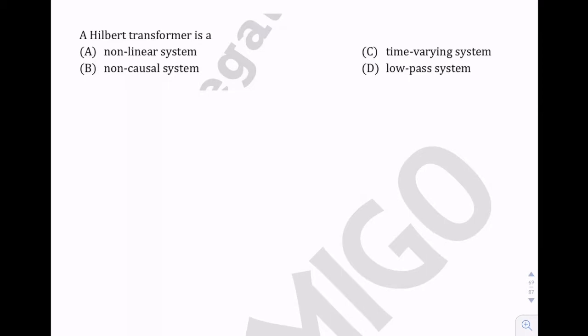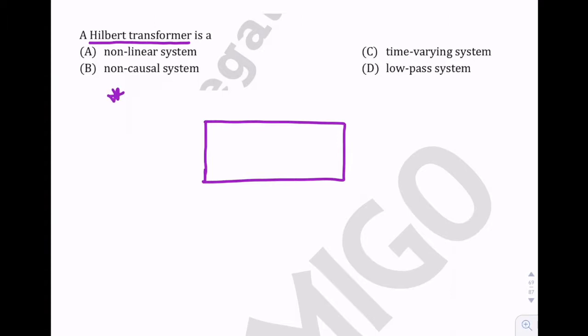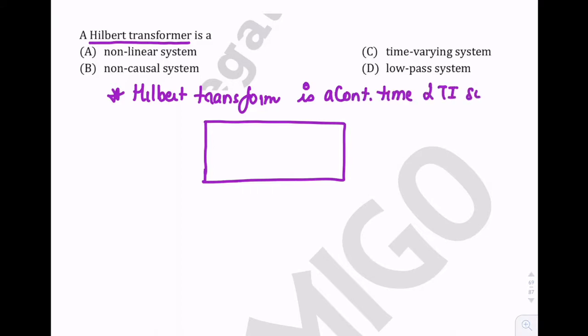So here we have to give the information about the Hilbert transform. Now the Hilbert transformer is actually a continuous time LTI system. So this is the definition of Hilbert transform. Hilbert transform is a continuous time LTI system with impulse response h(t) equal to 1 upon pi t.